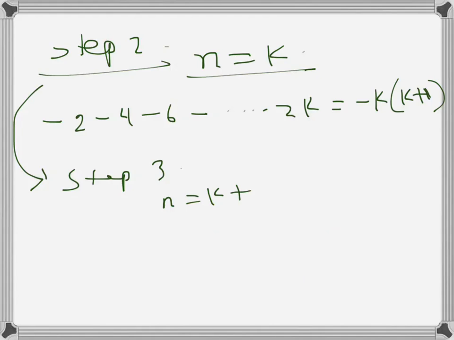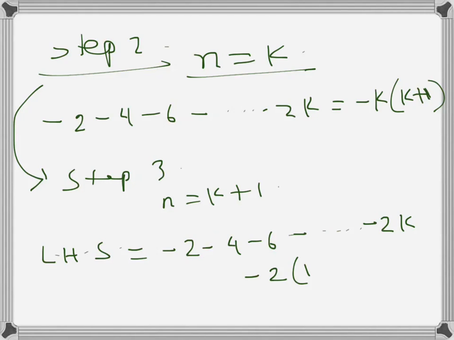Now, having assumed that, with that assumption we go to step 3 to see what happens when n is equal to k plus 1. When that happens, we see what the left hand side is, which is, we will replace n with k plus 1. So minus 2, minus 4, minus 6, up to minus 2k, then minus 2 times k plus 1. This is the left hand side.